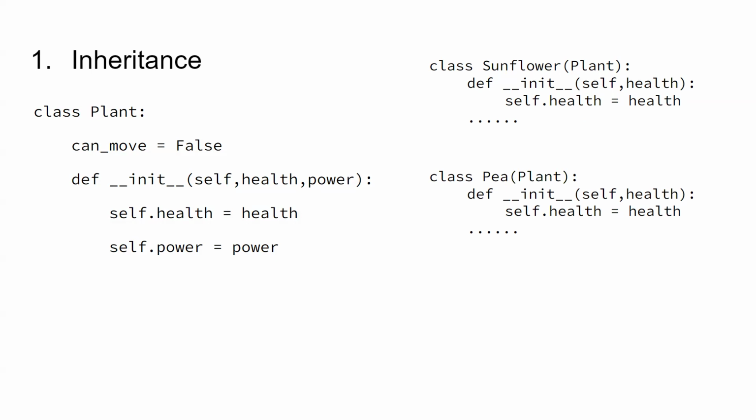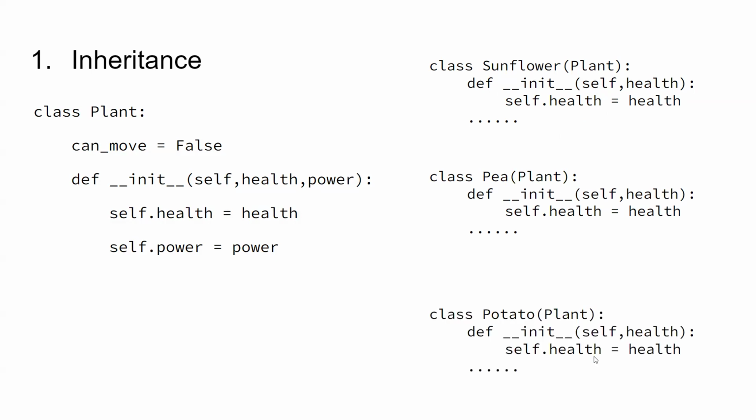So we also have sunflower and the same thing, initial self.health. We can also do our initialization. Yeah, so it's like that. We have class and the name of the plant, and we have to write down in the parentheses the class we want to inherit from.